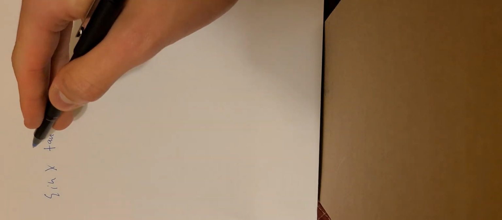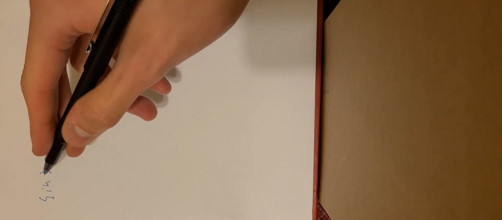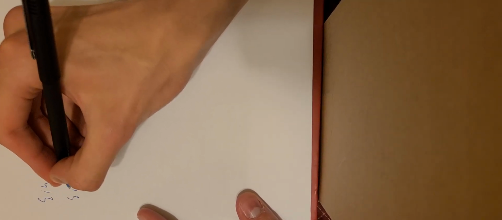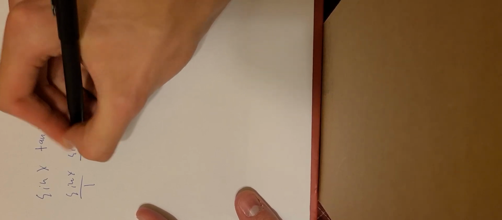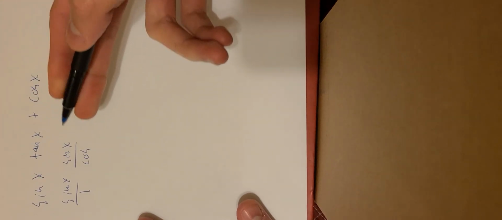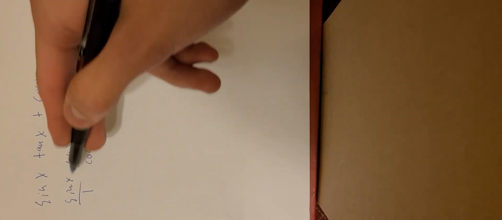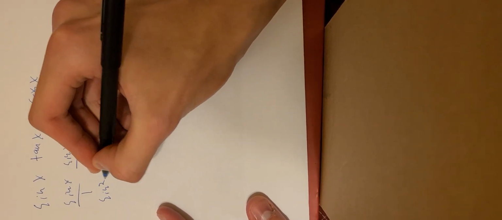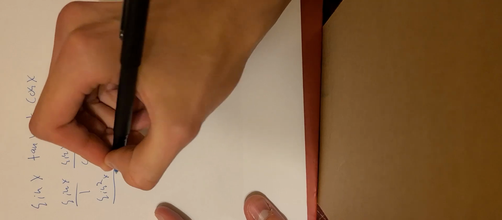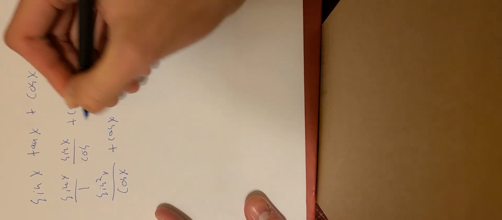So, first of all, tangent can be simplified into sine over cosine, and then sine can be simplified into sine x over 1. So what we can write is this, or 1 plus cosine x. So then once we have this, we can multiply across into the fraction, and we get sine squared x over cosine x plus cosine x.